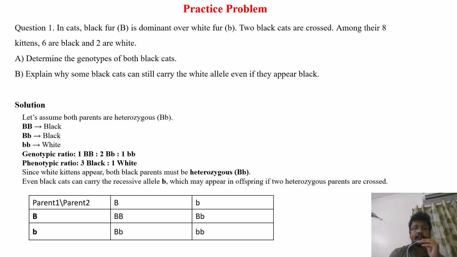Let us practice these two problems on monohybrid cross. In cats, black fur is dominant over white fur. Black fur is represented by capital B allele and white fur is represented by small b allele. Two black cats are crossed. Among their 8 kittens, 6 are black and 2 are white. Determine the genotype of both cats.